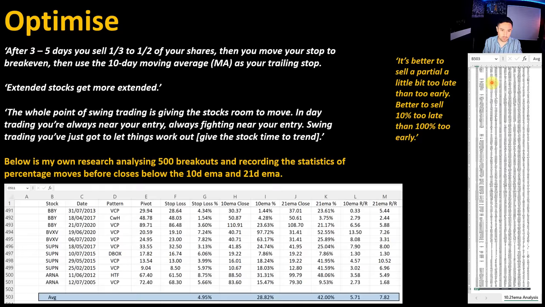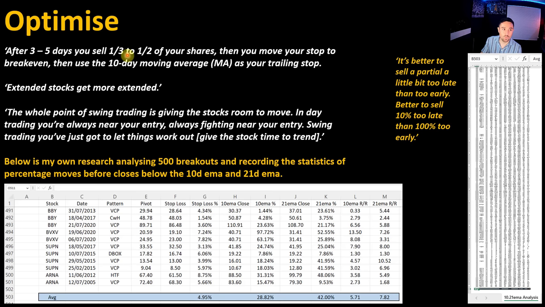Now we're moving into the optimizing profits phase, okay? We kind of touched upon the risk mitigation part. I think it's pretty straightforward what Qullamaggie is saying. He's saying basically sell one third to half of your position after 3 to 5 days, move your stop to break even. That ain't rocket science, is it? So optimize. After 3 to 5 days, you sell one third to one half of your shares.